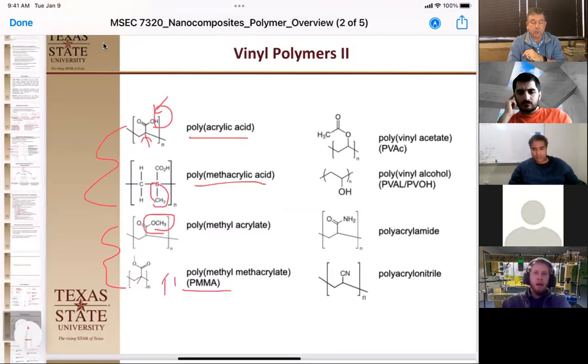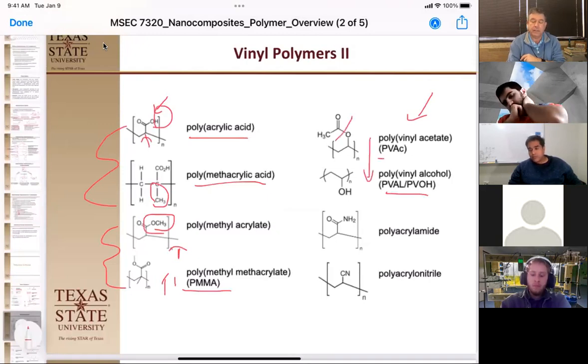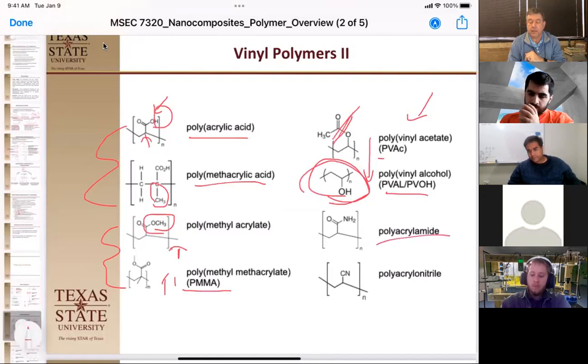Again, melt and solution processable, both of these are. Polyvinyl acetate is usually the way they make polyvinyl alcohol. And then again, when they make this, they hydrolyze off that acetate to give us the polyvinyl alcohol. And again, 100% polyvinyl alcohol is poorly soluble, so it's usually only 75% hydrolyzed to give us that. Polyacrylamide can be water soluble, and then polyacrylonitrile can be very tough and durable, usually pulled out into fibers and then pyrolyzed to give us carbon fibers as well.